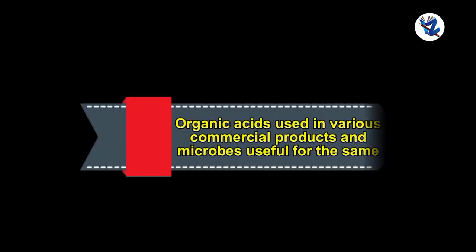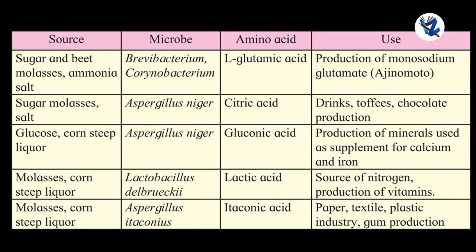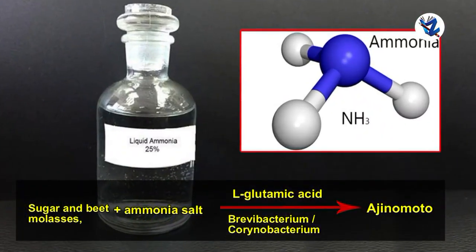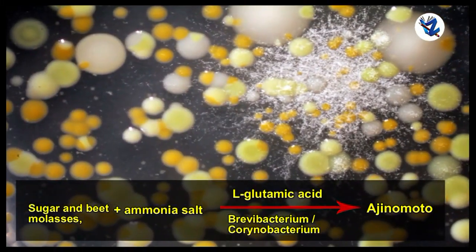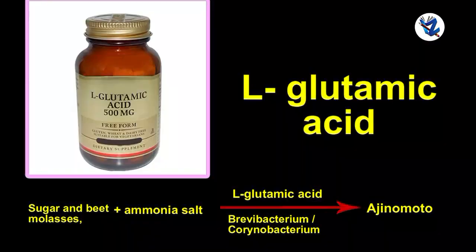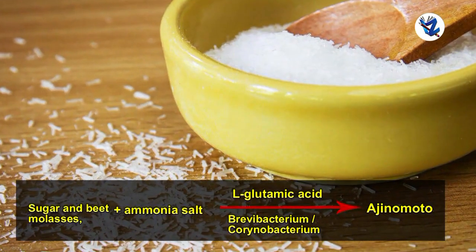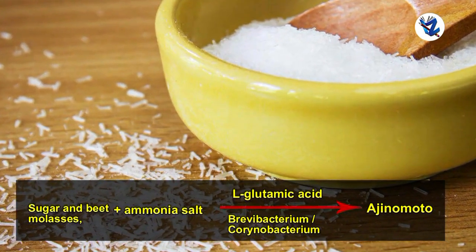Then organic acids used in various commercial products and microbes useful for the same. Source, microbe, acid and use. Sugar and beet molasses, ammonia salt. Microbe, Brevibacterium, Corynebacterium. L-glutamic acid, production of monosodium glutamate.